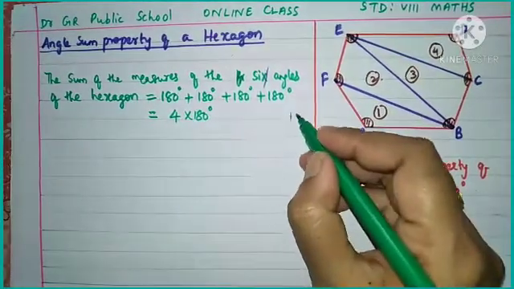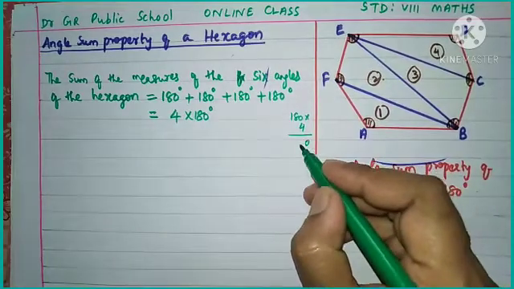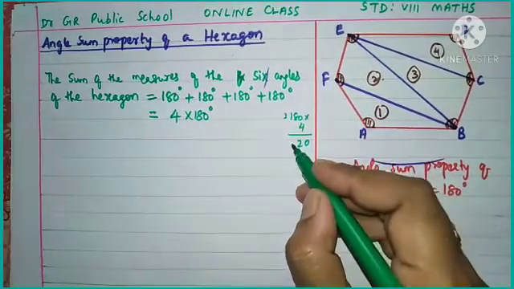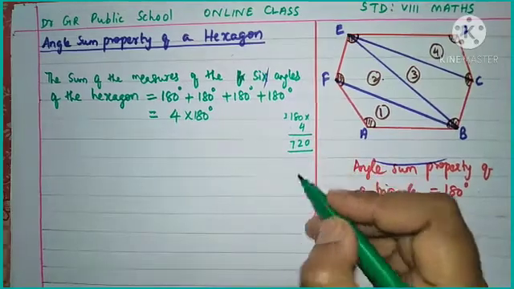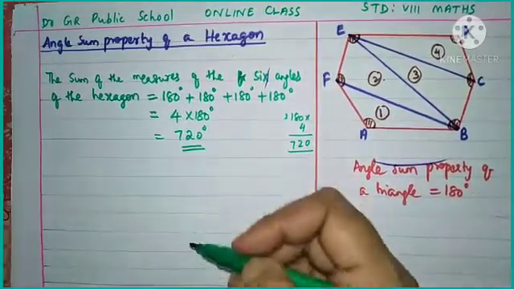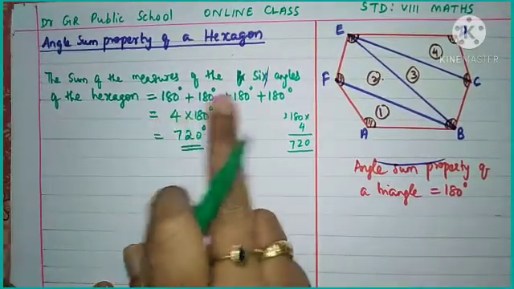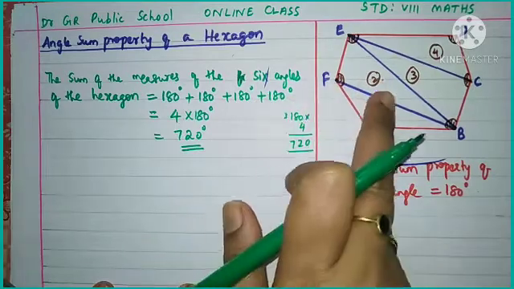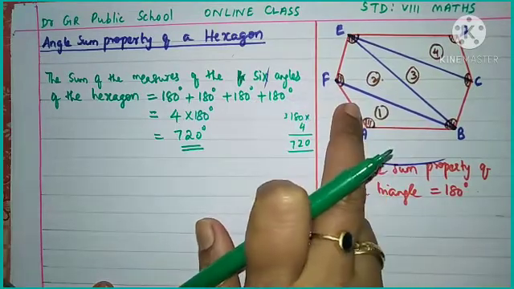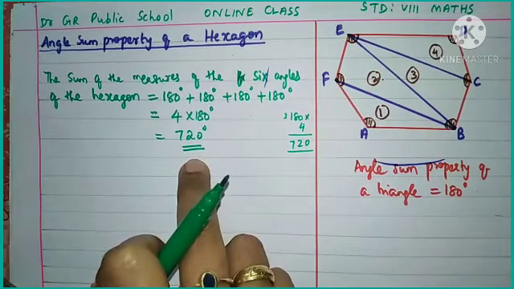Okay, what is 180 degrees into 4? 0 into 4 is 0, 8 4s are 32, 1 4 is 4 plus 3 is 7. So the total is 720 degrees. Understand? So what is the conclusion? The sum of the measures of the angles of this hexagon having 6 angles is always equal to 720 degrees.